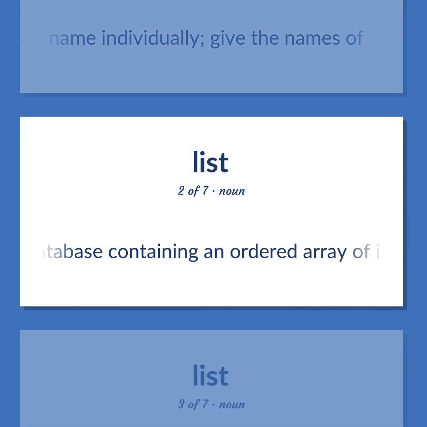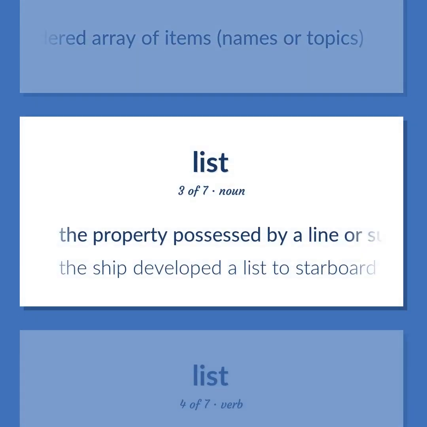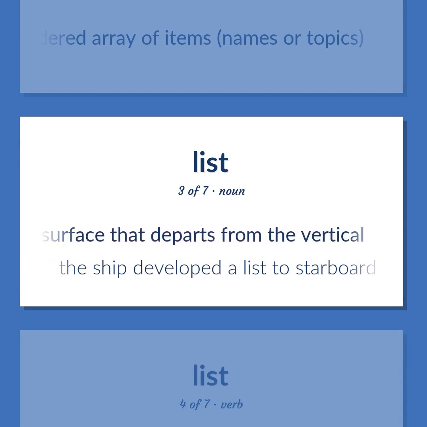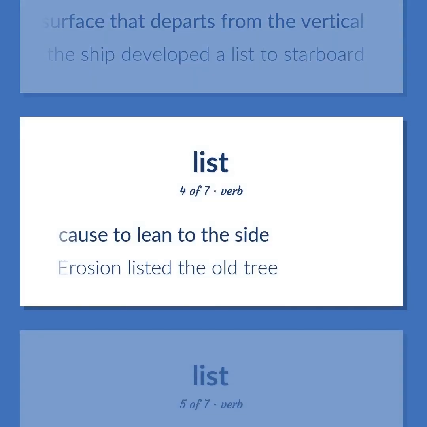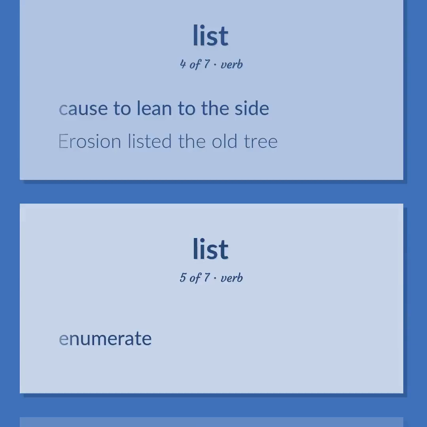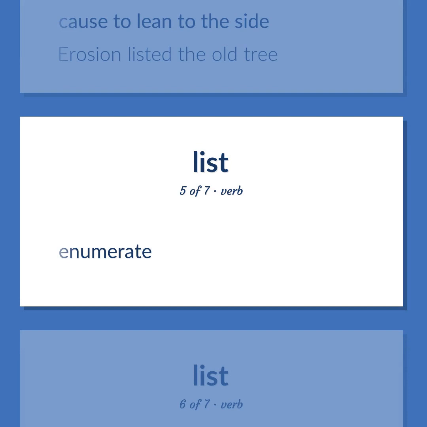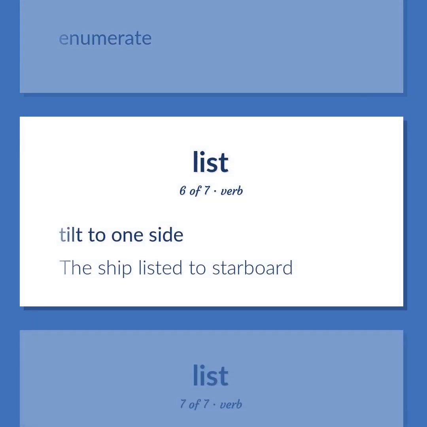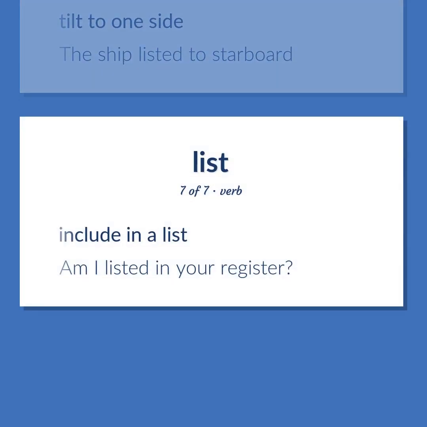A database containing an ordered array of items, names or topics. The property possessed by a line or surface that departs from the vertical. The ship developed a list to starboard. Cause to lean to the side. Erosion listed the old tree. Enumerate. Tilt to one side. The ship listed to starboard. Include in a list. Am I listed in your register?